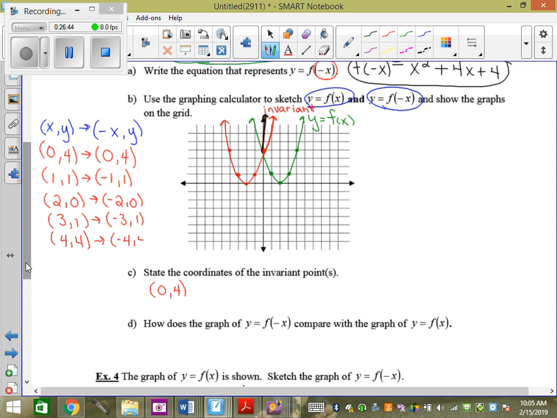Because if I'm taking my x's and I'm negating them, they're going to be over here, they're now going to be over here. Or if they're over here, they're now going to be over here. Which axis am I reflecting over? The y. If my y's are negated, I have a y up here, it goes down here. If I have a y down here, it comes up here. What axis am I reflecting in?